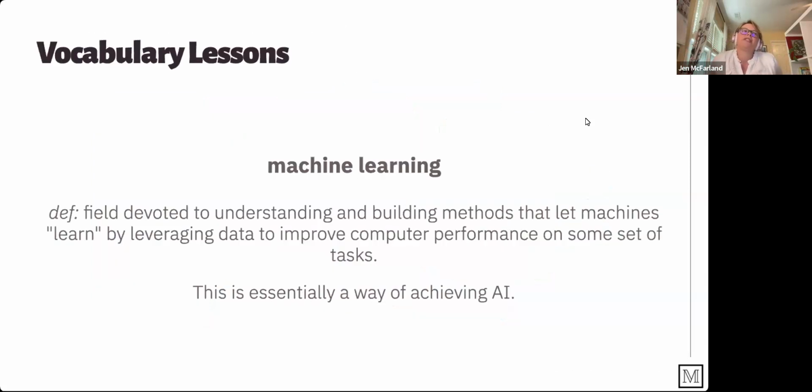Machine learning and artificial intelligence, this is something obviously that you're going to hear a lot about. This is the field devoted to understanding and building methods to let machines learn. Essentially, this is the way of achieving AI. So it's one thing to just have this network, but in order for it to be effective, it's going to have data, have experiences that are going to teach it which way it should trigger, or how often it should trigger, or the weight with which it should trigger.